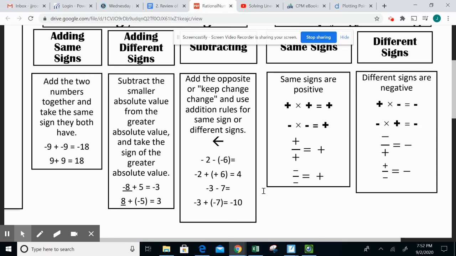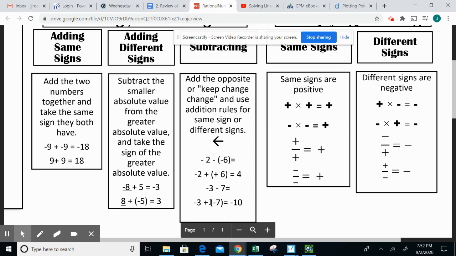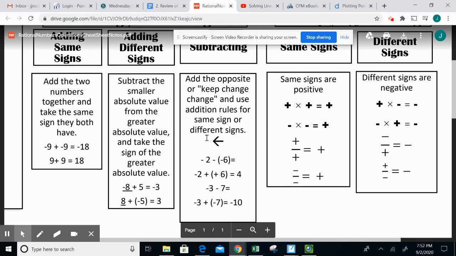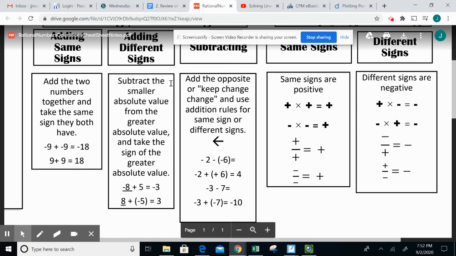Okay. If you can see, it says -2 minus -6. And by keep change, what it means is keep the first number the same, change the minus to a plus, change the negative to a positive. So it's -2 plus 6. Same thing here, the -3 stayed, changed the minus to a plus, and changed the 7 to a negative. I do find that this just kind of changes the 7 to a negative for kind of a strange reason, but we'll talk about it.